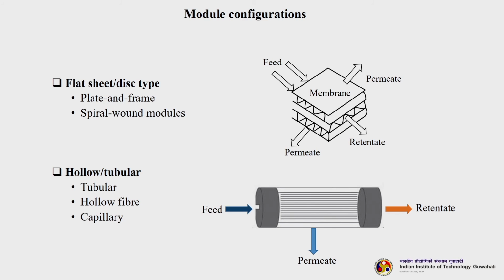So, let us start discussing the module configurations. There are various types of module configurations possible, but broadly we classify them into two types: flat sheet or disc type, under which the traditional plate and frame module and spiral wound module come, and hollow fiber or tubular, under which tubular modules, hollow fiber modules and capillary modules are the possible configurations. This is the flat sheet plate and frame type, the traditional plate and frame module, and this one is the tubular or hollow fiber module.